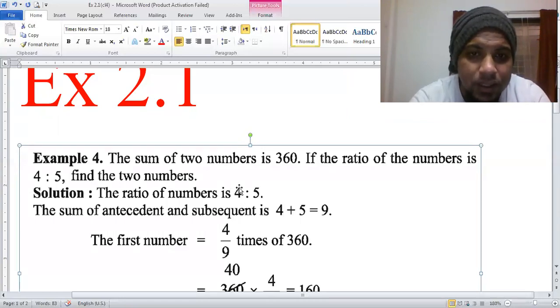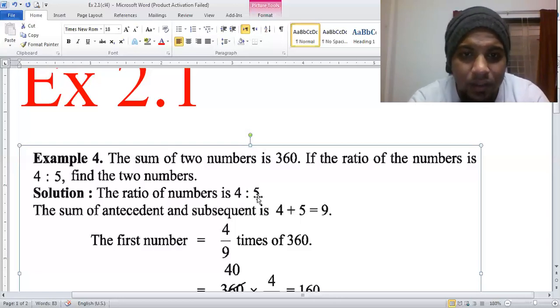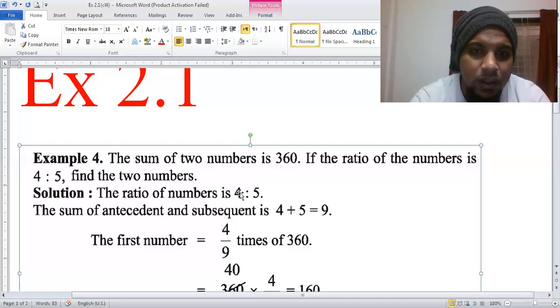That means if I consider this quantity is for the first number and this quantity is for another number, the ratio of numbers is 4:5. That means this is the quantity of the first number and this is the quantity of the second number. Antecedent is for the first number and subsequent is for the second number. Now it is our normal procedure. As it is a given ratio, we have to find the sum of antecedent and subsequent. Here antecedent is 4 and subsequent is 5. The sum of antecedent and subsequent is 4 plus 5 is equal to 9.